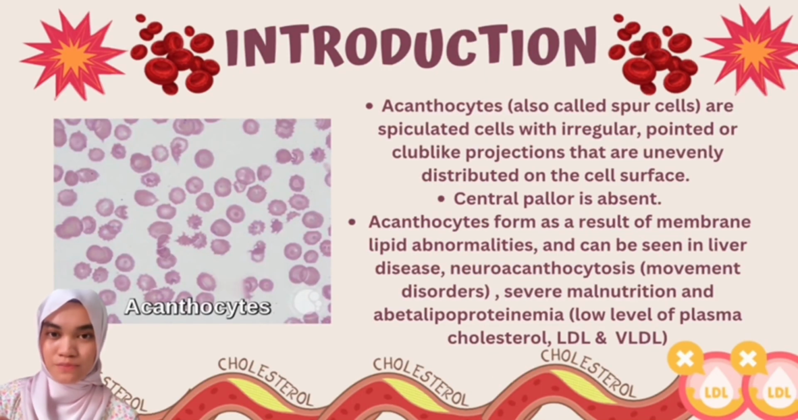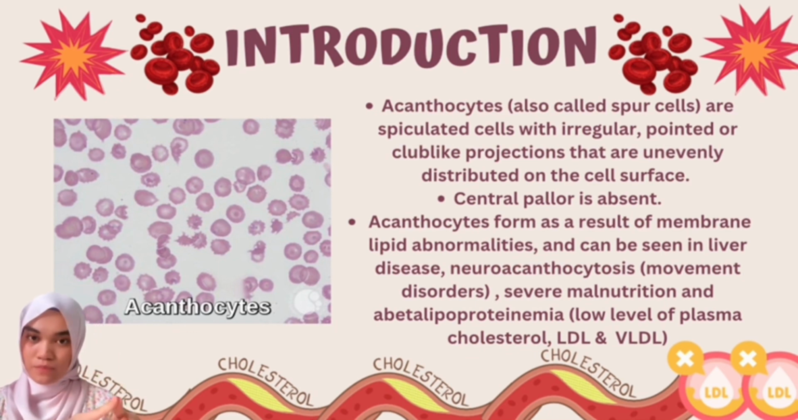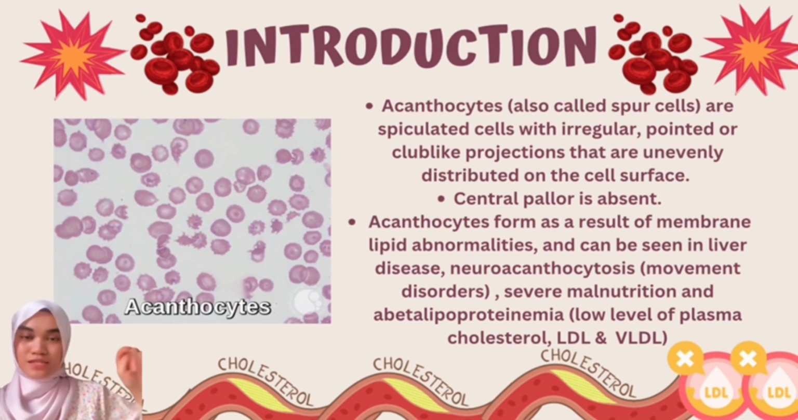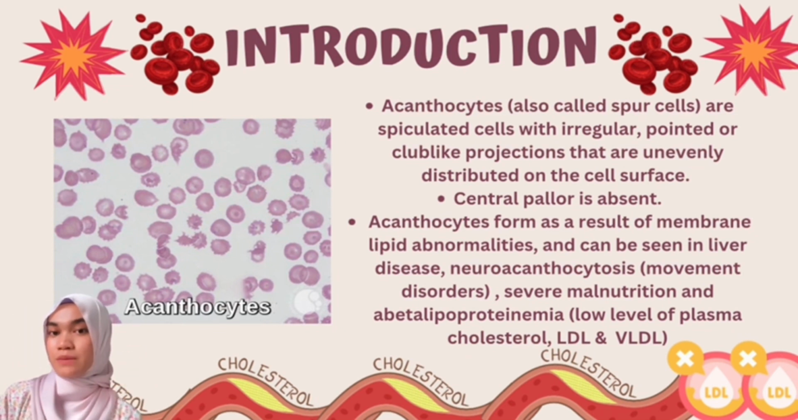Acanthocyte, also called spur cell, has irregular, pointed, club-like projections that are unevenly distributed on the surface of the cell. They are like a star shape. They are very pointed at the edges of the cell. As you can see from the image, you can compare the normal and the acanthocyte one.